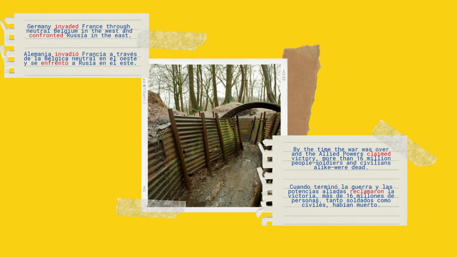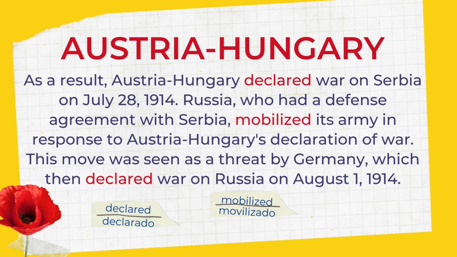Germany invaded France through neutral Belgium in the west and confronted Russia in the east. So they invaded, besieged, stormed, confronted, faced, attacked. Austria-Hungary, as a result, announced, confirmed war on Serbia on July the 28th, 1914.